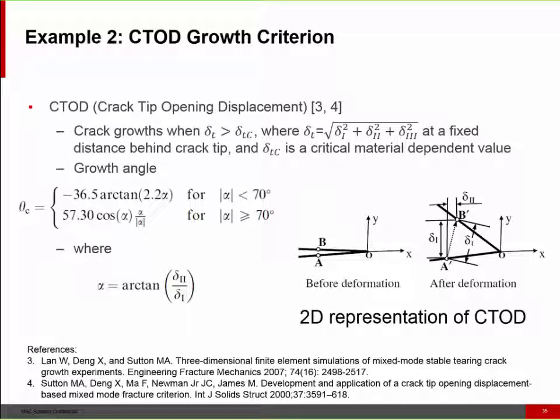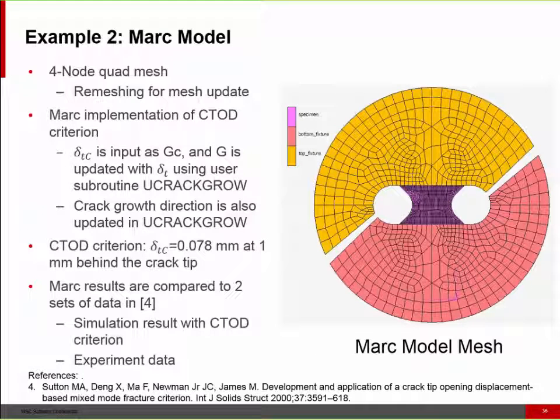For this problem, we are going to use the CTOD, or crack tip opening displacement, as the crack growth criterion. The first equation shows how we calculate the total CTOD value, delta T. And as you can see from the second equation, the crack growth angle theta C is also dependent on the local CTOD values.